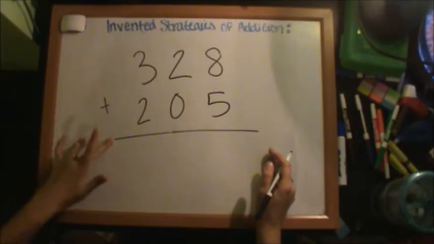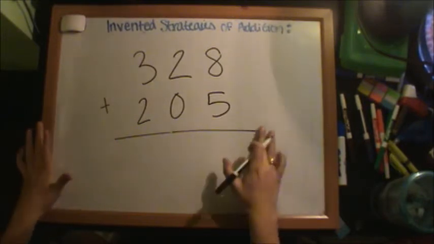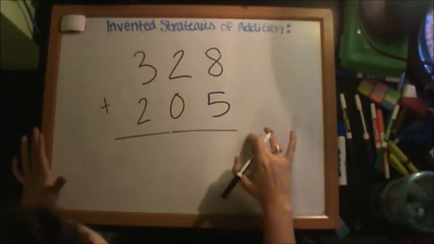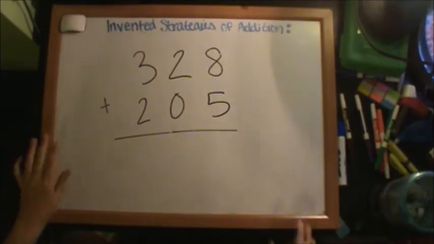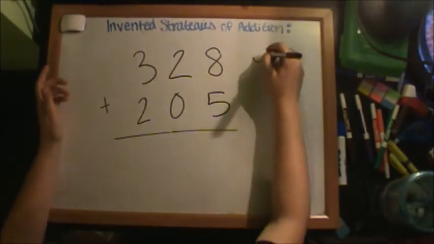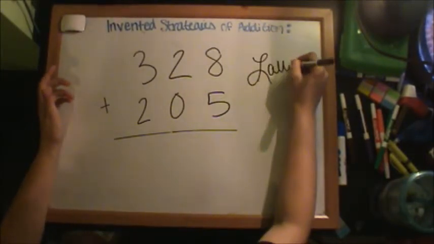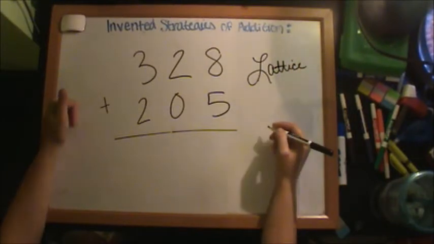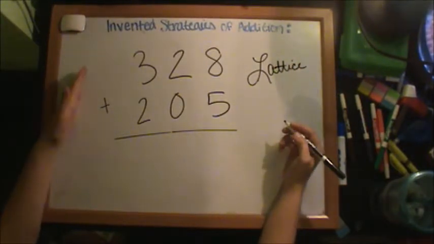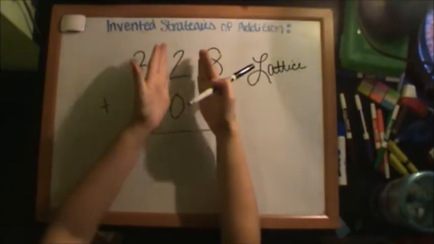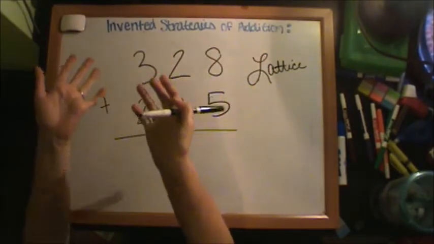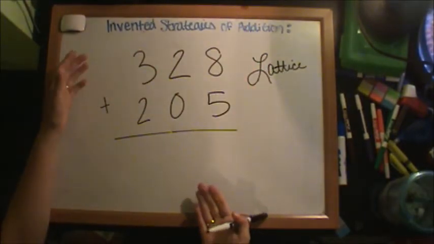This is just another way to add, and if the students like it, who are we to tell them that they can't use it, right? Okay, so this way to add is called lattice. And like with the standard algorithm, it's much simpler if you line up the columns, the ones, the tens, and the hundreds, because you're going to be adding down.